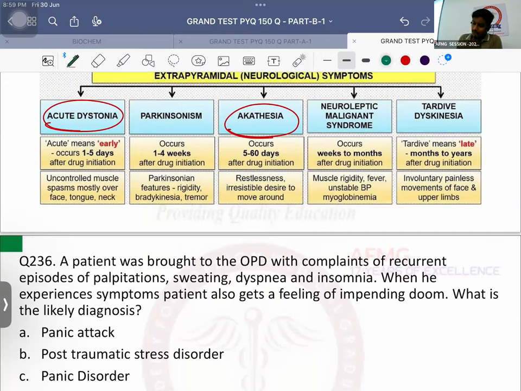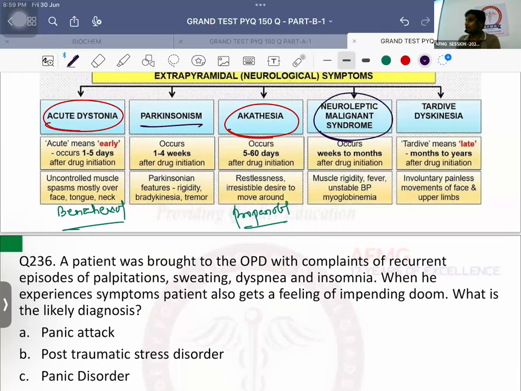Drug of choice for dystonia is benzhexol. Drug of choice for akathisia is propranolol. Benzhexol can be given as well. Propranolol is also given. Okay? Drug-induced Parkinsonism. Again, it is benzhexol. Neuroleptic malignant syndrome: dantrolene. Just like malignant hyperthermia. Tardive dyskinesia: valbenazine.